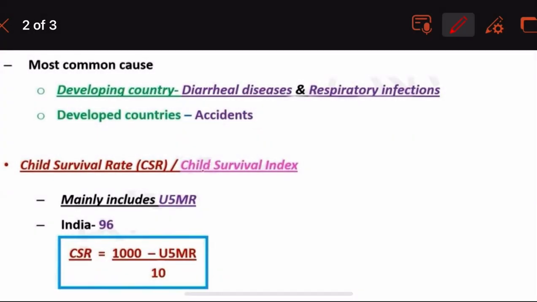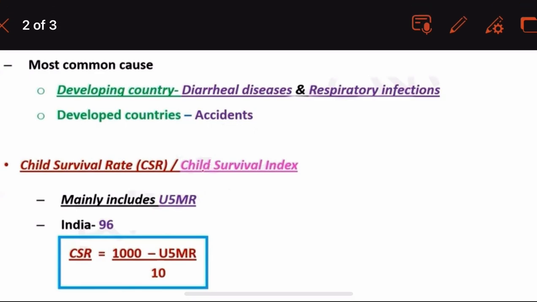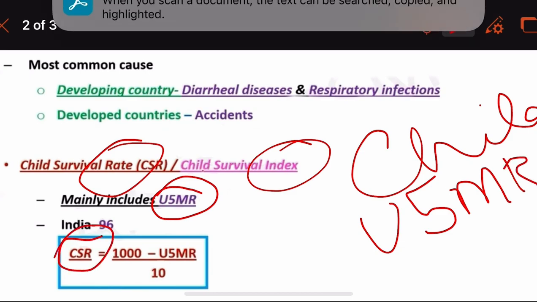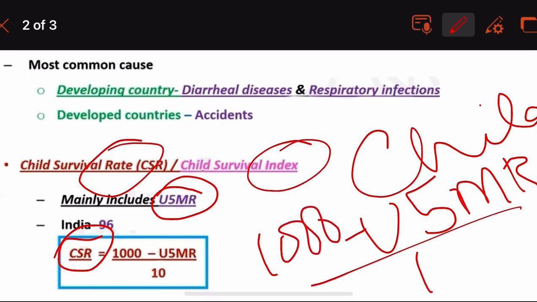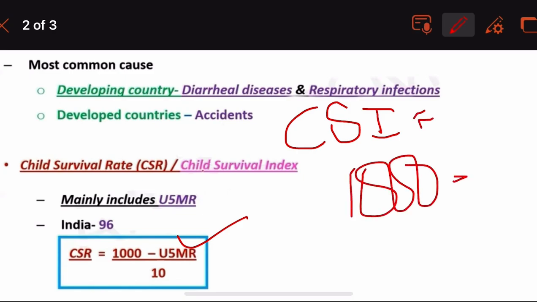Next, we have the child survival rate, also known as the child survival index. It is a rate or an index. The child survival rate mainly includes the under 5 mortality rate. How do we calculate the child survival rate? Don't forget the formula. The child survival index or rate is equal to 1000 minus the under 5 mortality rate, divided by 10.